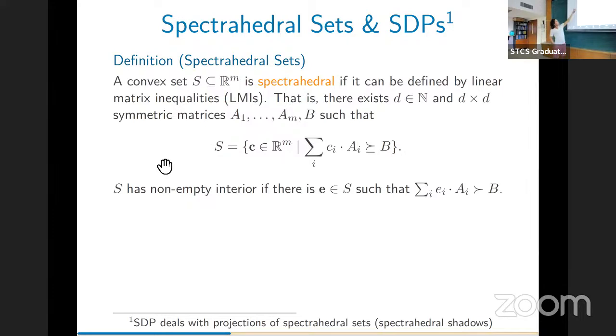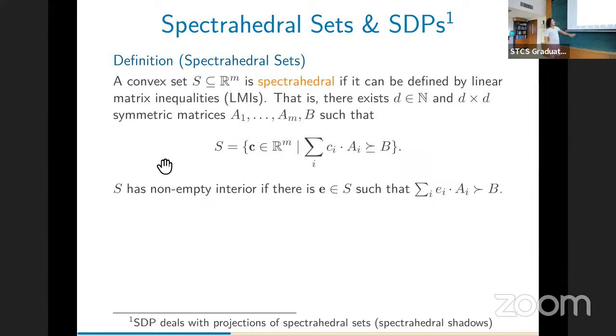And the convex set is spectrahedral if there are matrices A_i and B such that S is represented as the set of points that satisfy this inequality. We also say that S has non-empty interior if there exists a point c where this inequality is strict. So that should be just one inequality. You can have arbitrarily many, but the cool thing about spectrahedral sets is that you can combine them all into one, with a direct sum. So that's why it's a little simpler.